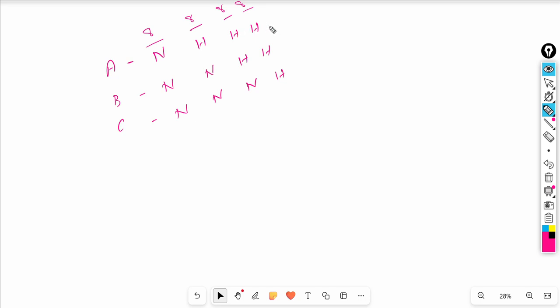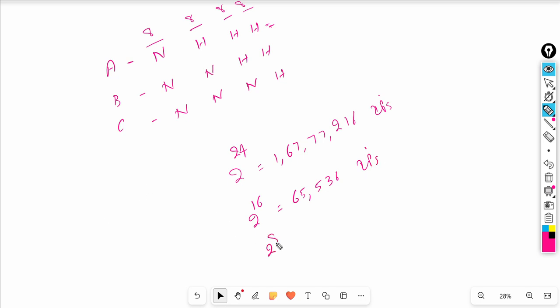24 host bits means 2 power of 24, which equals 1 crore 67 lakhs 77,216. So in a class A network, you will get this many IPs in every network. In class B, we have 16 host bits, so 2 power of 16, 65,536 IPs. In class C, 2 power of 8, 256 IPs.